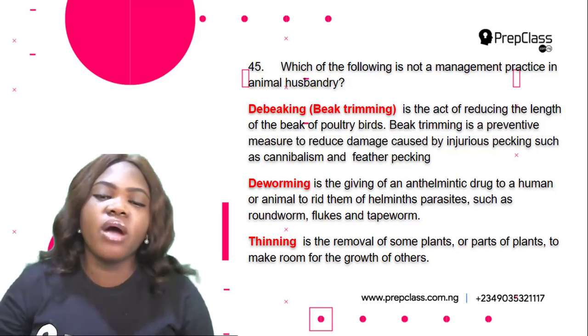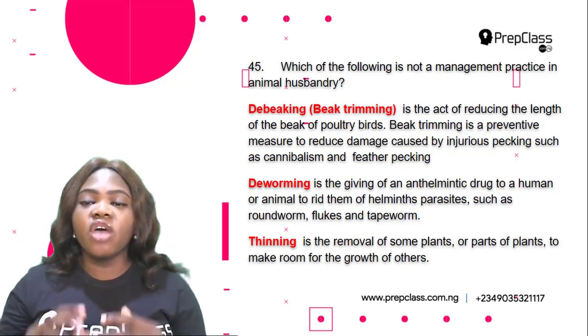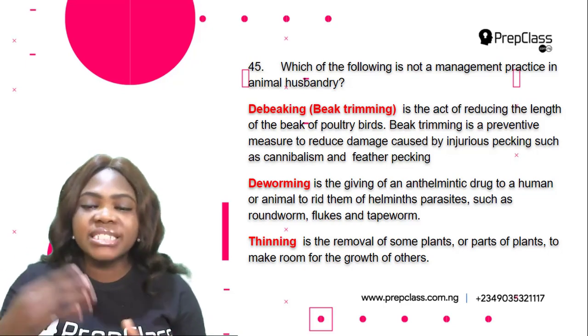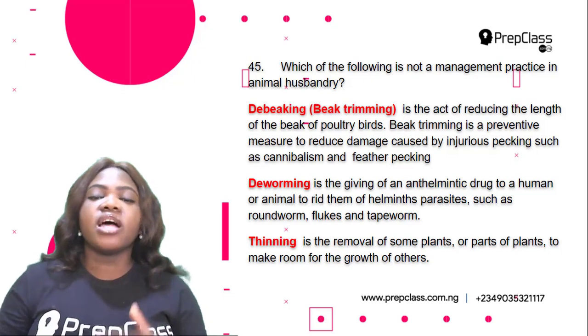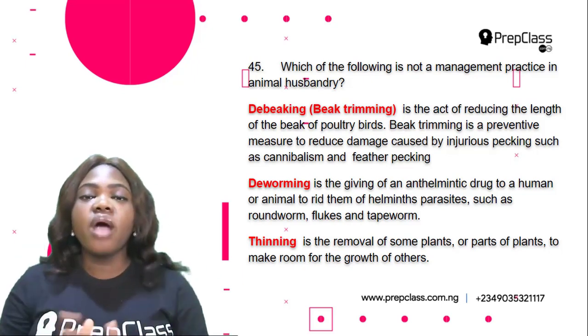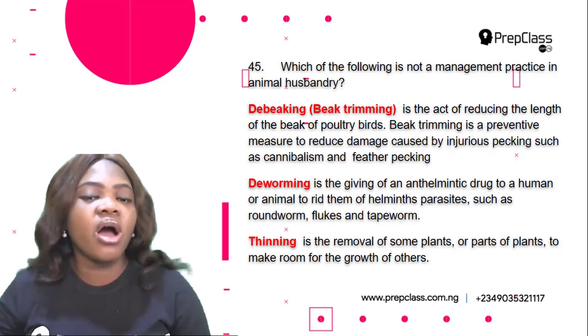Okay, so what about deworming? Deworming is the giving of an anthelmintic drug to a human or animal to rid them of helminth parasites such as roundworm, flukes, and tapeworm. So this means that deworming is a practice in animal husbandry.